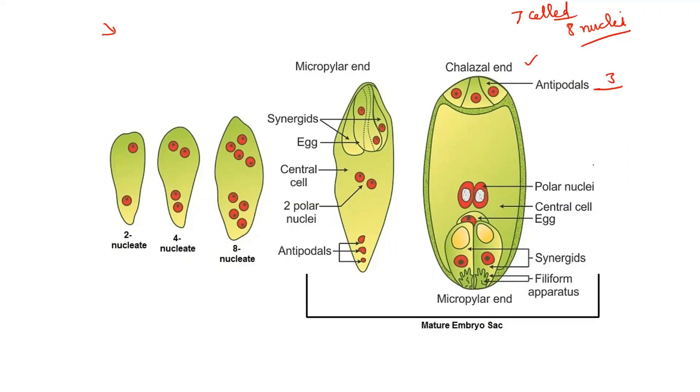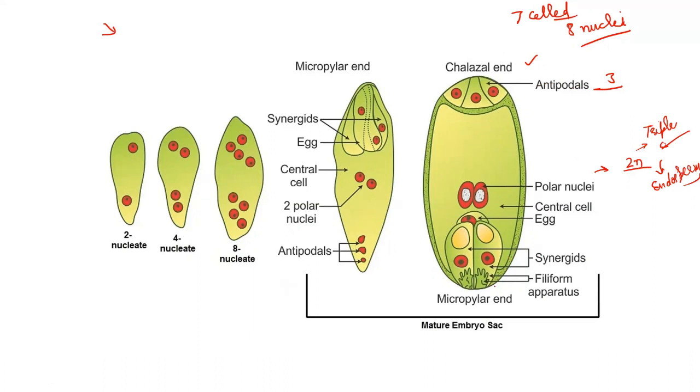Then there are two polar nuclei, which will later fuse to form a diploid nucleus, and that will be present in the central cell. Later on, this will lead to the formation of triple fusion when one of the sperm nuclei fuses with it, and it will form the endosperm. So this is the formation of triple fusion, or the endosperm, which is a triploid product.